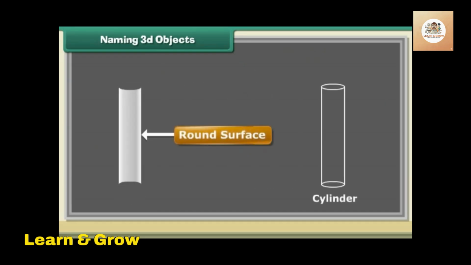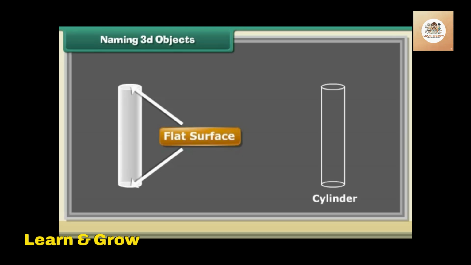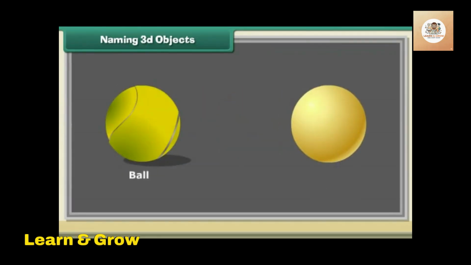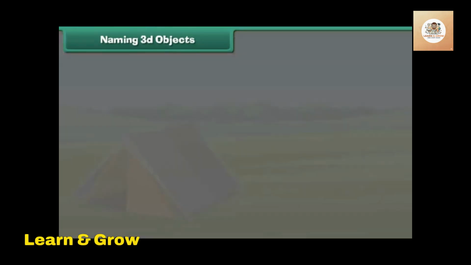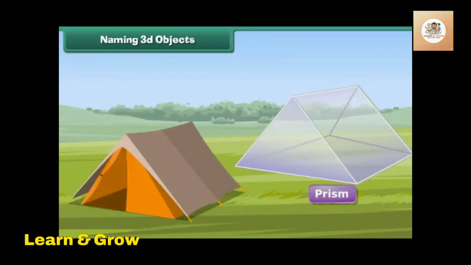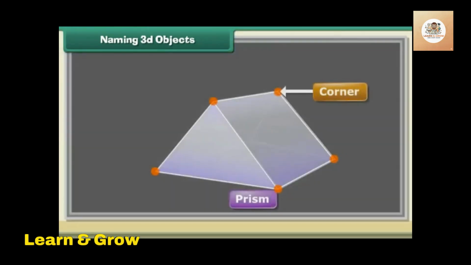It has a round surface and two flat surfaces. A ball is a sphere. It has a round surface. A tent is a prism. It has corners and flat surfaces.